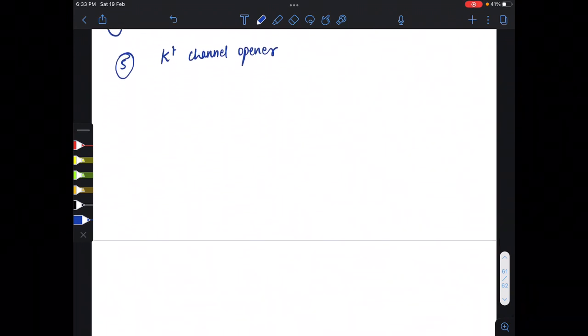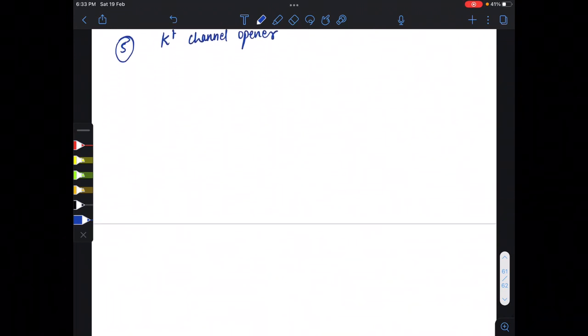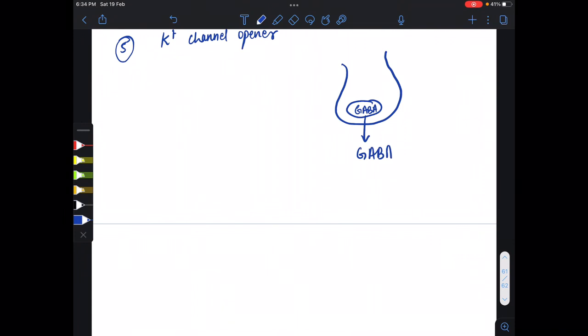Now, how will GABA act and how is it released? Suppose this is one end of the neurons, where GABA is stored. First, GABA has to come out from the vesicles into the presynaptic region. When GABA is released outside, it is degraded by an enzyme, that enzyme is transaminase, and GABA activity will decrease.